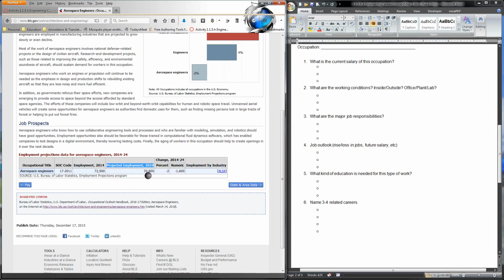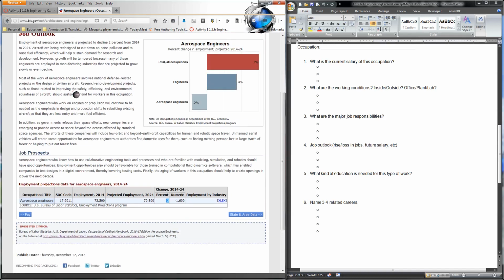In this case, there's going to be an estimated 71,000 jobs, which means that if we look here, the change between 2014 and 2024 is going to be a negative percent. It's going to decrease by 2%, which means there's going to be fewer jobs in this field in 2024. That's not a good thing for anyone who wants to get into it, so there's not going to be as much of a demand. The paragraph is going to talk about that, so there are some facts you can get from the paragraphs.